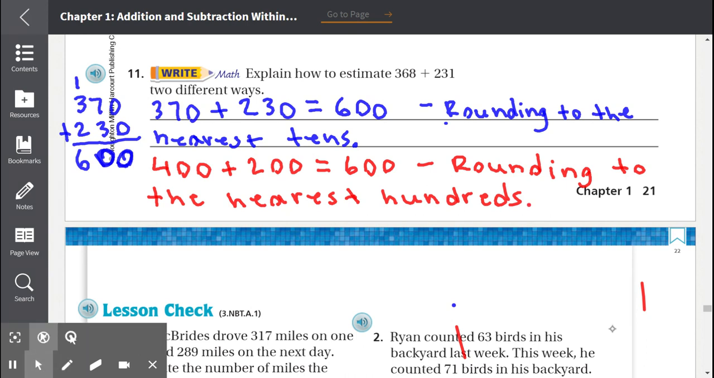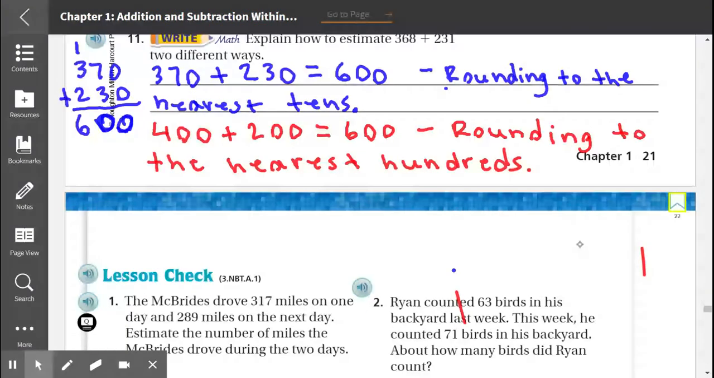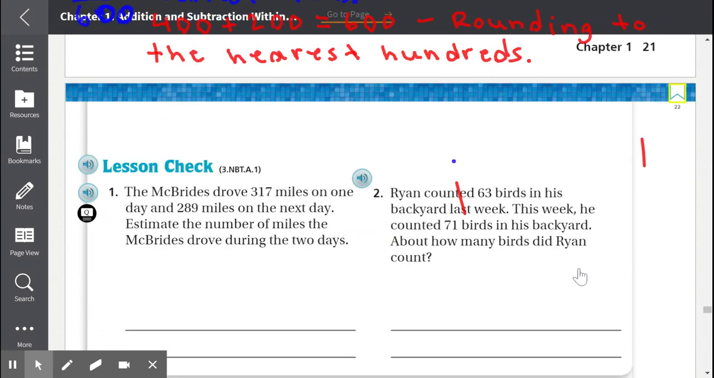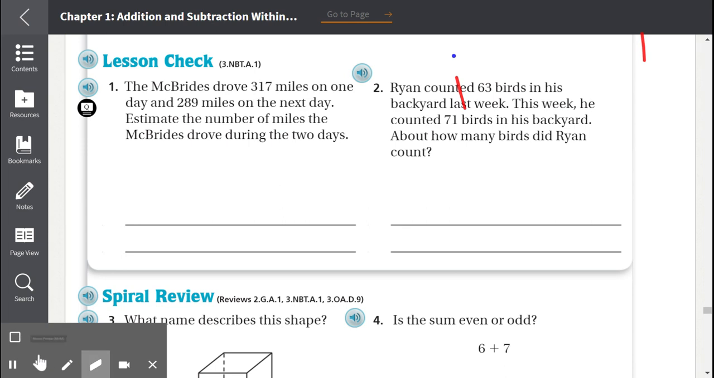Okay, on to number one in the back. The McBrides drove 317 miles on one day and 289 miles on the next day. Estimate the number of miles the McBrides drove during the 2 days.